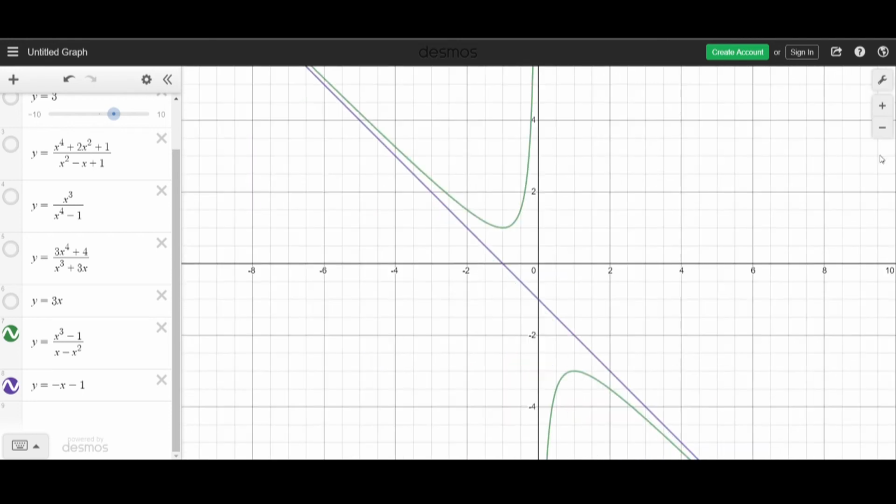So there you go. You have your visual for what's happening with your asymptotes. And as I say in every lesson, just keep practicing, and you'll be good. Okay, until next time.